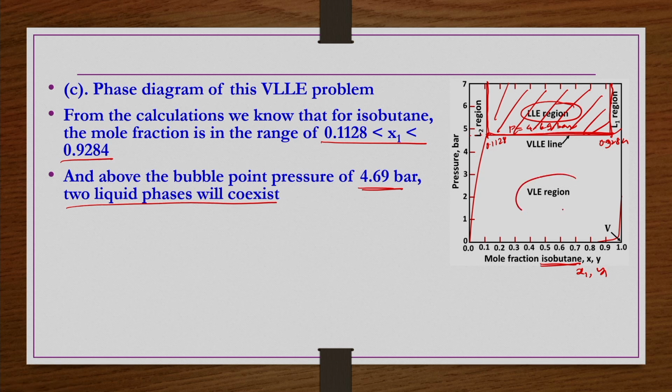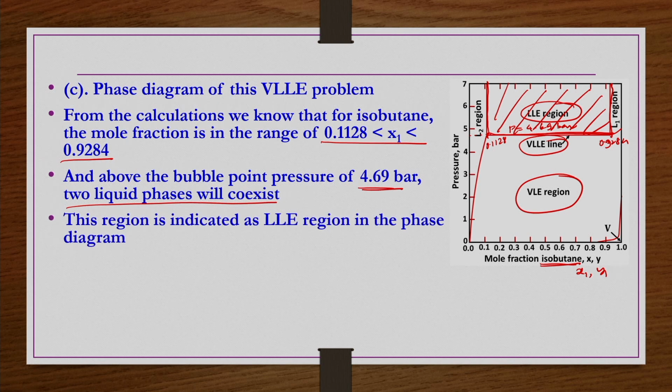Below this region we will be having the VLE region, and then this line is nothing but the VLLE line. And then we know this L2 region is small in isobutane fraction and rich in the other component. So, this other component is furfural. So, this region, the X liquid 2 region, that is the furfural rich region.